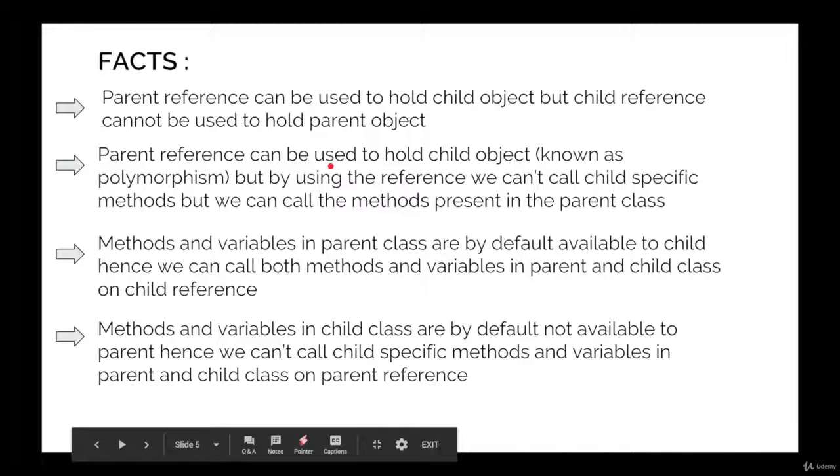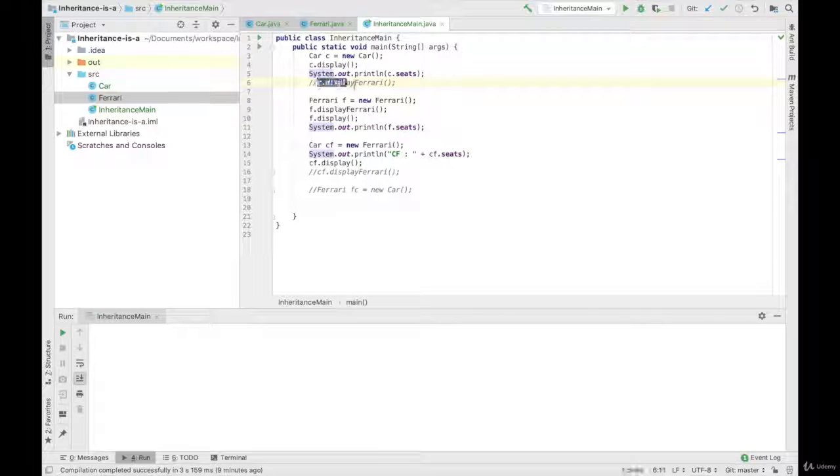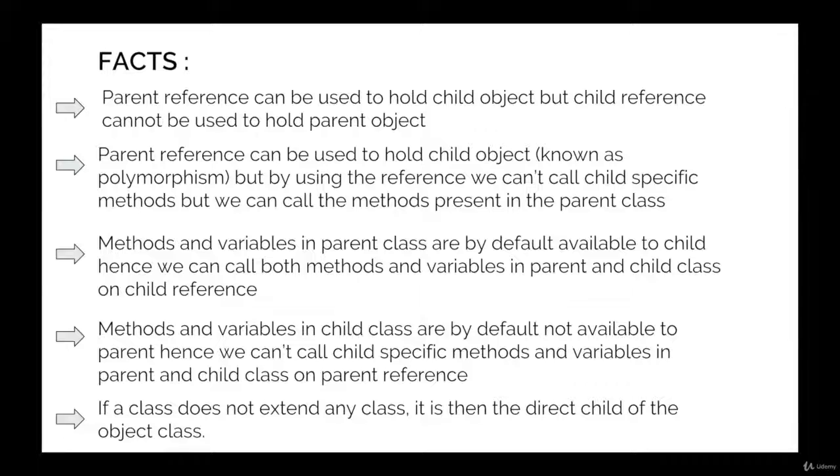The fourth fact is that methods and variables in the child class are by default not available to the parent. Hence we can't call child specific methods and variables on a parent reference. We already saw this fact when we tried calling the child specific methods by using the parent class reference over here, but we got an error. The fifth fact is that if we do not extend any class, then that particular class is the direct child of the Object class.